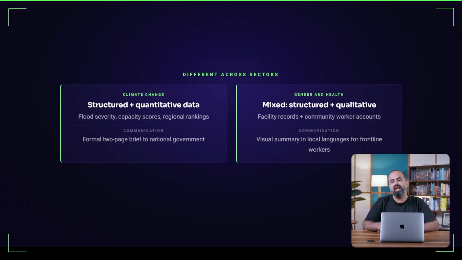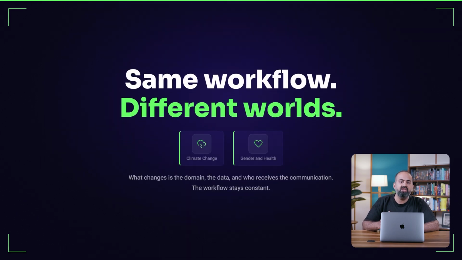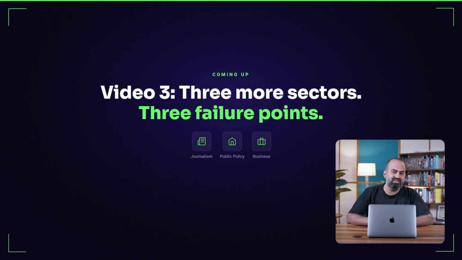What was different? In climate change, the data was structured and quantitative. The communication went to a government official in a formal brief. In gender and health, the data combined structured records with qualitative community accounts. The communication went to frontline workers in local languages. Same workflow, different worlds. In the next video, we will see the workflow in 3 more sectors: journalism, public policy, and business. And we will look at the 3 most common places where even experienced analysts get the workflow wrong.